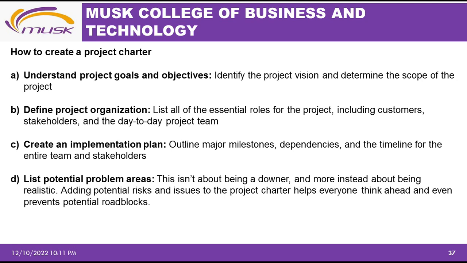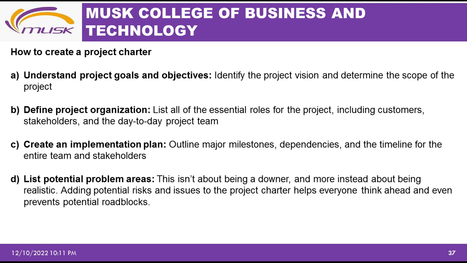Number one, we need to understand the project goals and objectives, identify the project vision and determine the scope. Also define the project organization. So in this step, you list all the essential roles of the project, including customers, stakeholders. So the project team can also be listed here. And then number C, we create an implementation plan, outline major milestones, dependencies, and the timeline for the entire team and stakeholders.